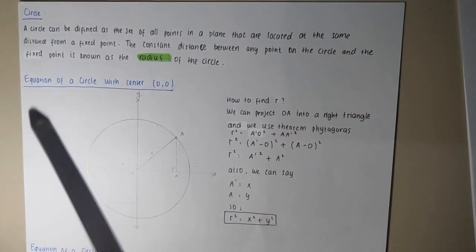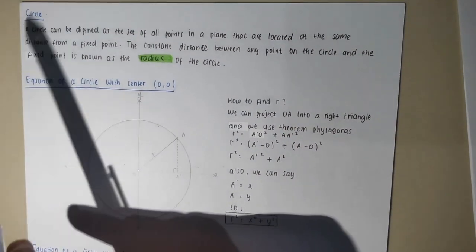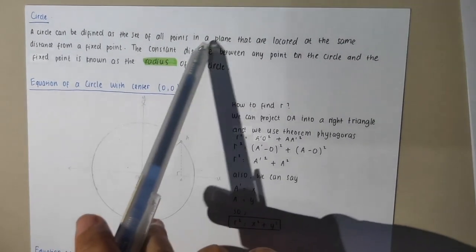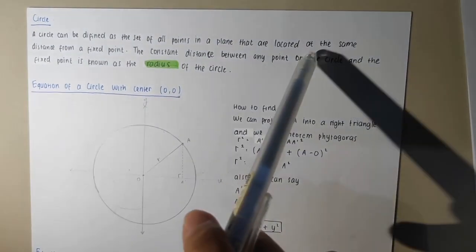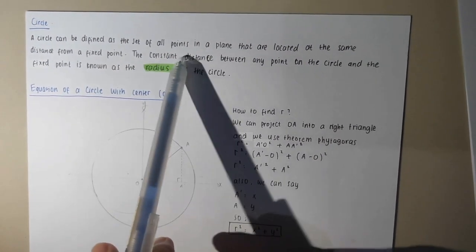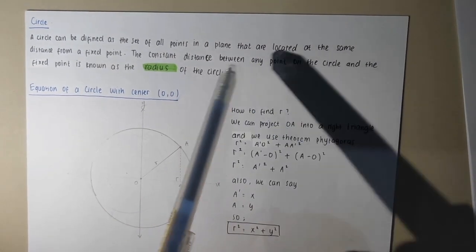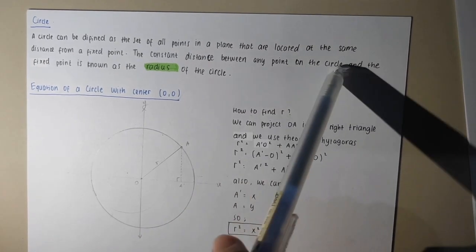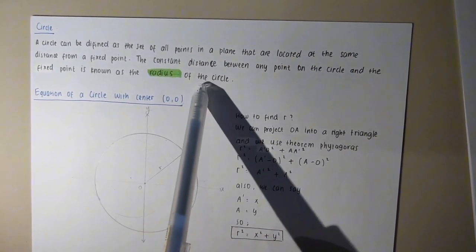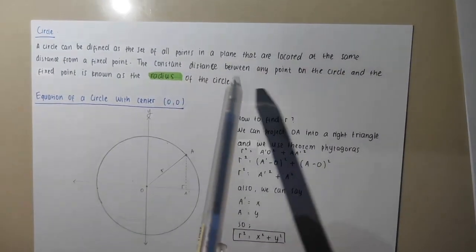Let's talk about the circle. A circle can be defined as the set of all points in the plane that are located at the same distance from a fixed point. The constant distance between any point on the circle and the fixed point is known as the radius of the circle, atau kita sebut sebagai jari-jari.